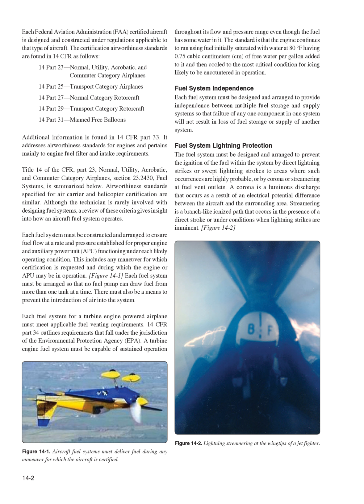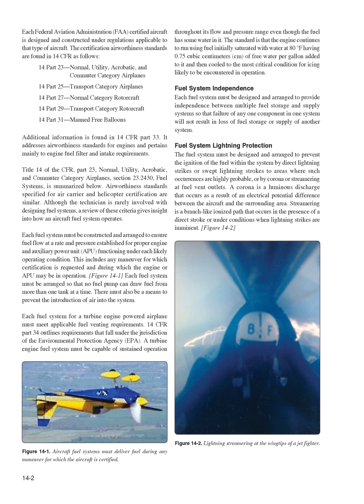Each fuel system must be constructed and arranged to ensure fuel flow at a rate and pressure established for proper engine and auxiliary power unit, APU, functioning under each likely operating condition. This includes any maneuver for which certification is requested and during which the engine or APU may be in operation. Figure 14.1. Each fuel system must be arranged so that no fuel pump can draw fuel from more than one tank at a time. There must also be a means to prevent the introduction of air into the system.